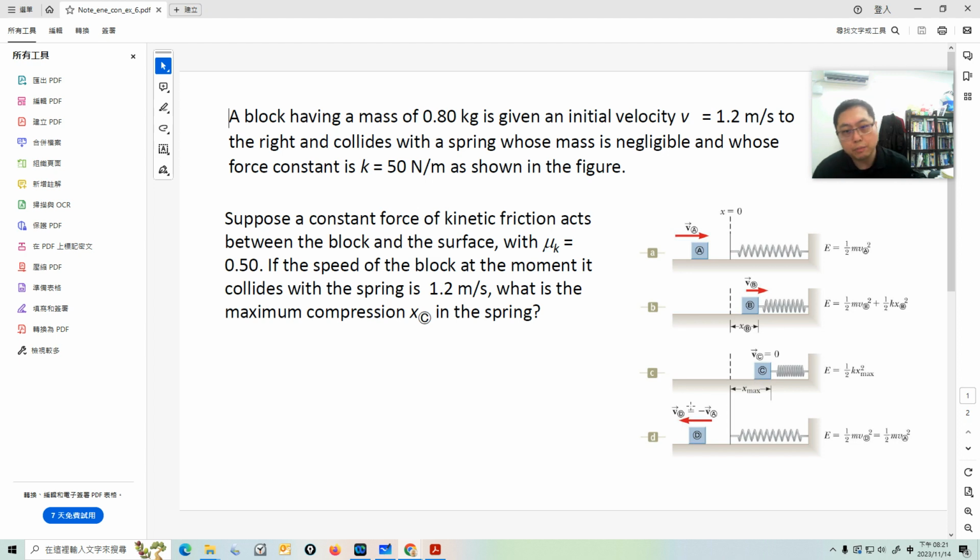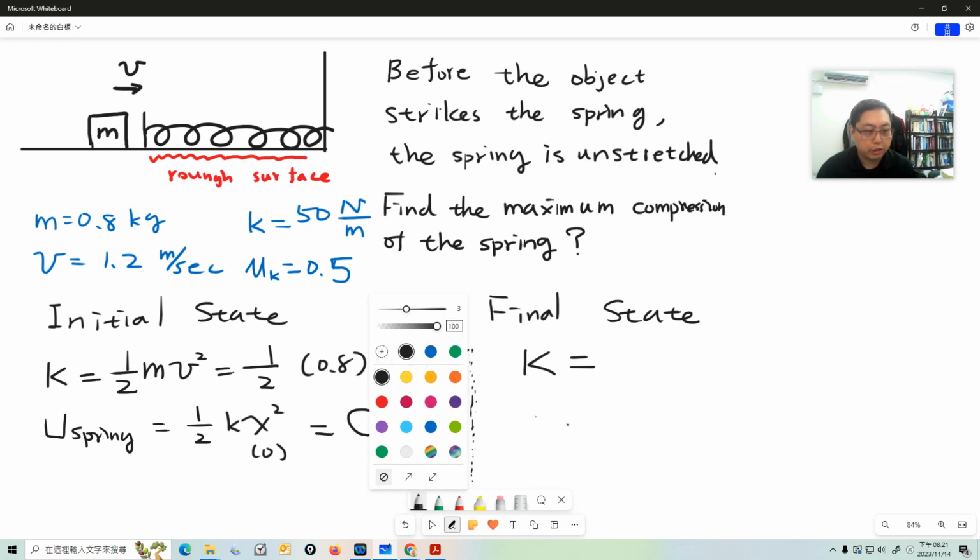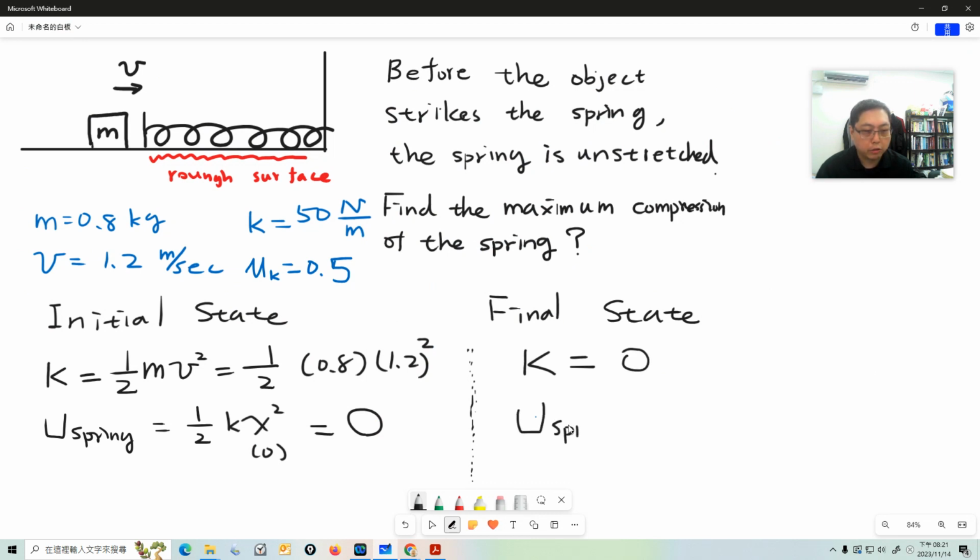So velocity is 0. That means the kinetic energy is also 0, so here write down the 0. Now, for the spring, do we have an elastic potential energy? Yes, because at this moment, just like I said, it has reached the maximum compression, so your spring is compressed. So it's 1/2 k x_max squared, and k is 50. So we have the information of the initial and final state.